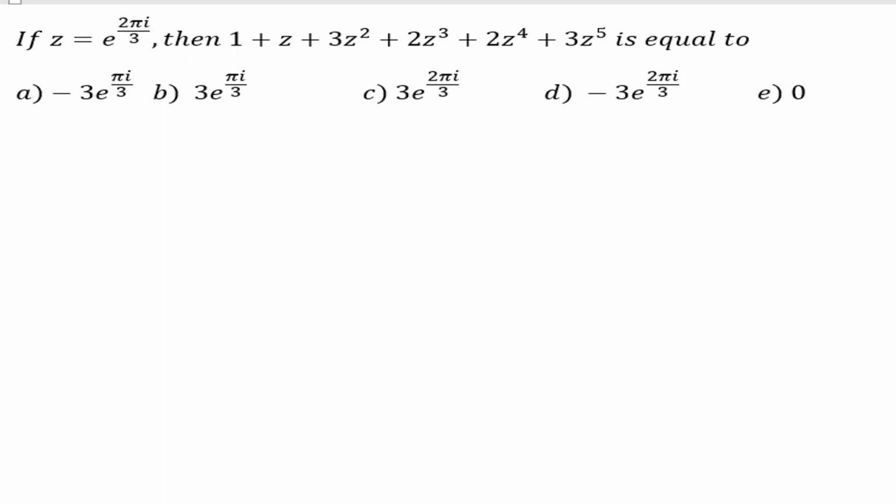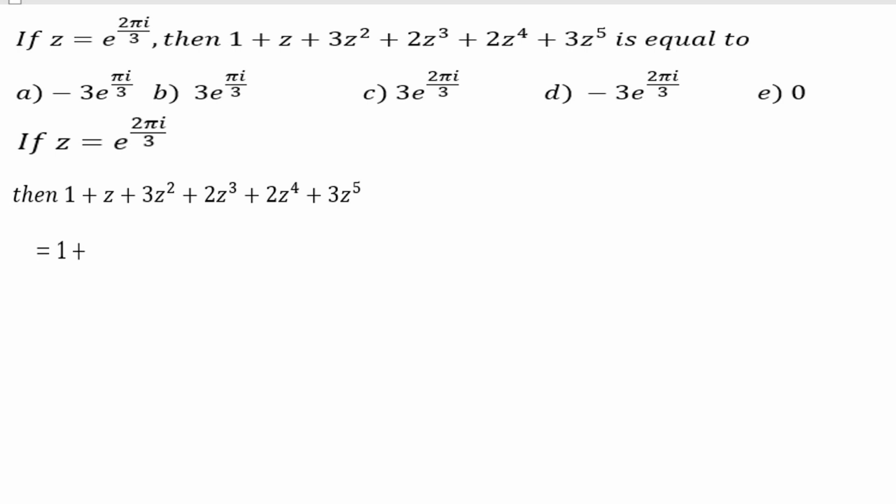Here given z equal to e raised to 2 pi i divided by 3. Then we get 1 plus z plus 3 z square plus 2 z cube plus 2 z raised to 4 plus 3 z raised to 5 equal to, after substituting the value of z, we get 1 plus e raised to 2 pi i divided by 3 plus 3 into e raised to 4 pi i divided by 3 plus 2 into e raised to 6 pi i divided by 3 plus 2 into e raised to 8 pi i divided by 3 plus 3 into e raised to 10 pi i divided by 3.